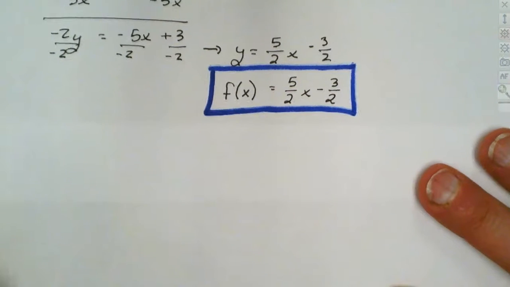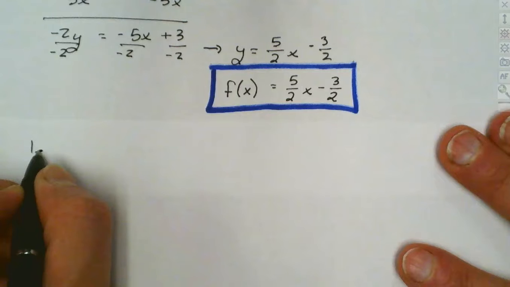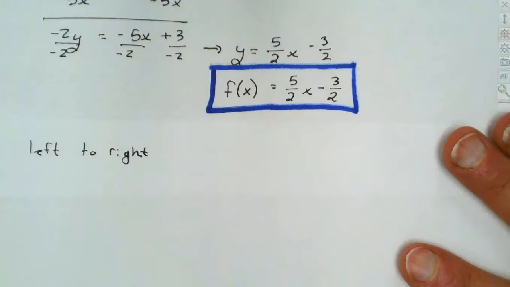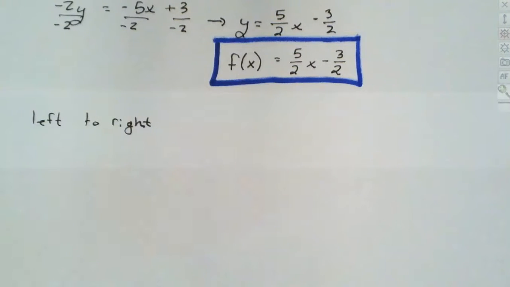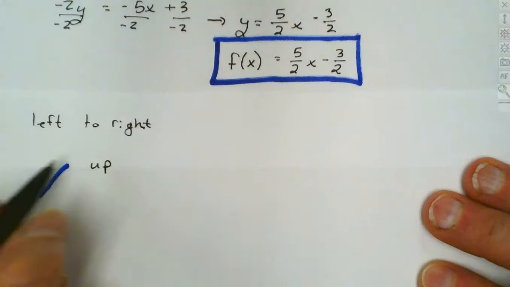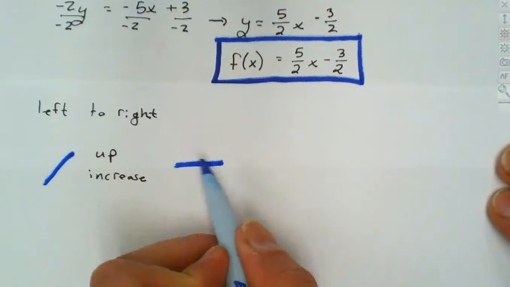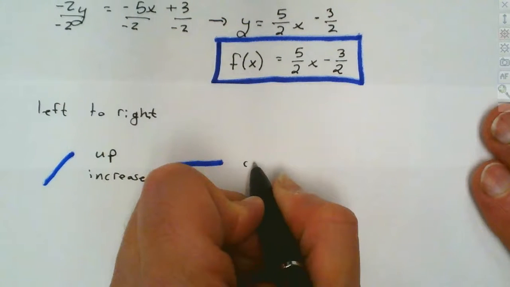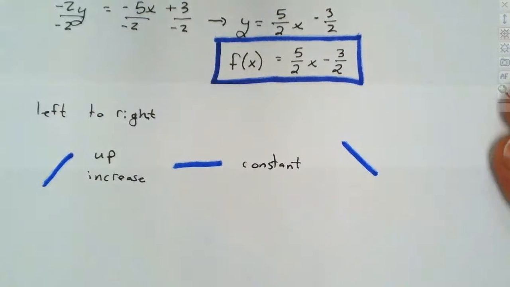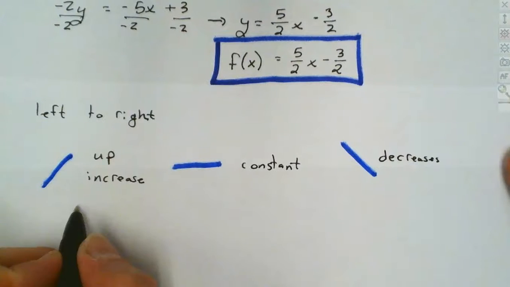When we look at these, we need to label these graphs where they increase, decrease, or remain constant. And so we look from left to right. So we look at the graphs from left to right, just like we would read from left to right. If the graph is going up, like this, if it goes up from left to right, then that means this is an increasing function. If it stays flat, that means it's constant. And if it goes down from left to right, that means it decreases. And we have to label on the x-axis, not the y.